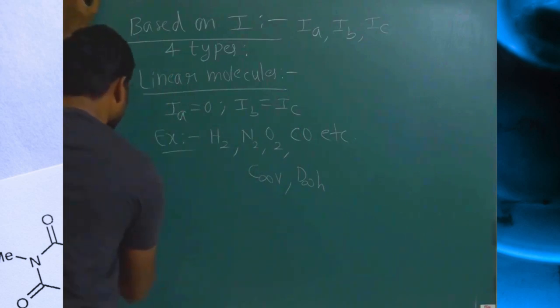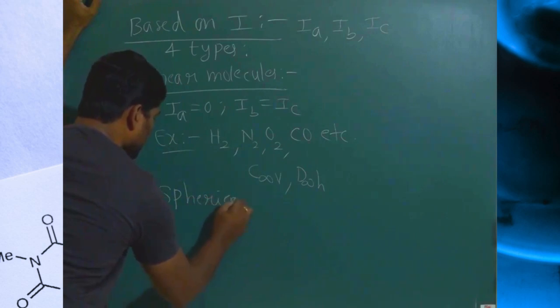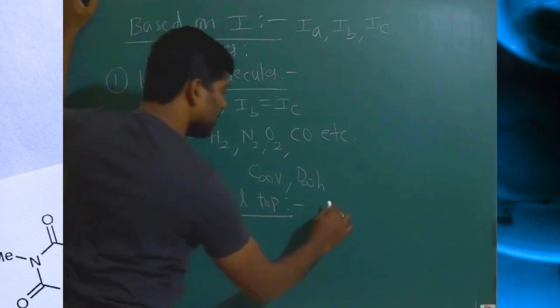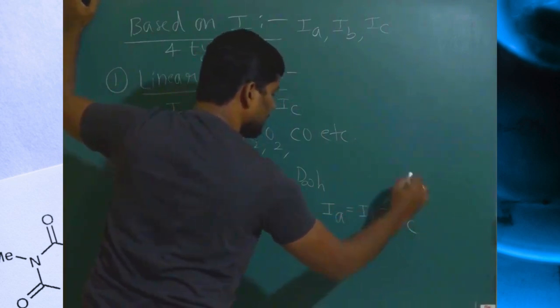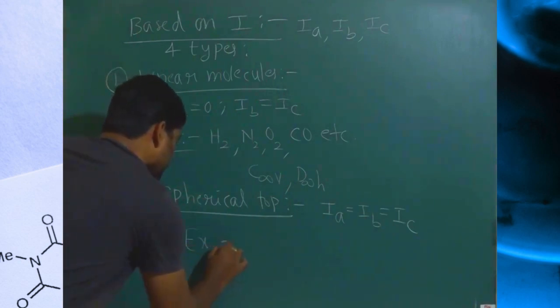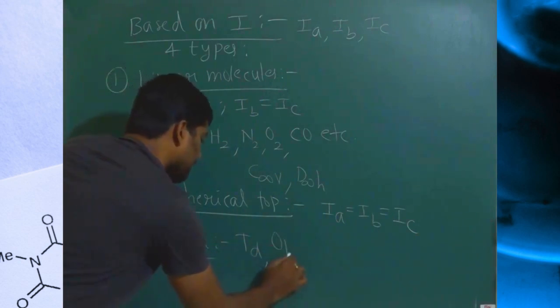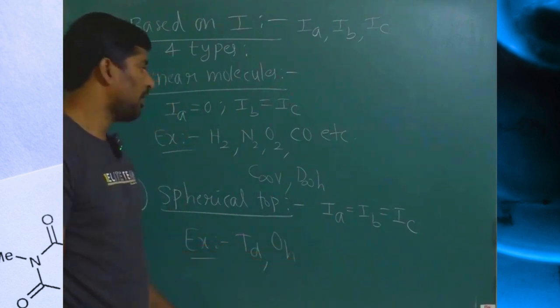The second one is spherical top molecules. For spherical top molecules, the moment of inertia is the same in all the directions. IA is equal to IB is equal to IC. The examples are the molecules belonging to the tetrahedral point group and octahedral point group.